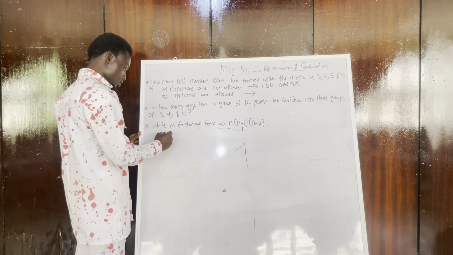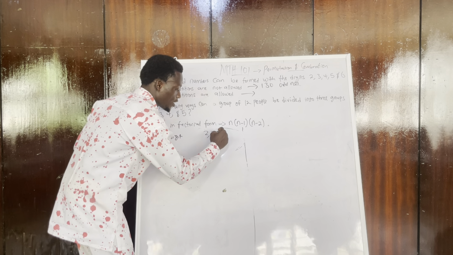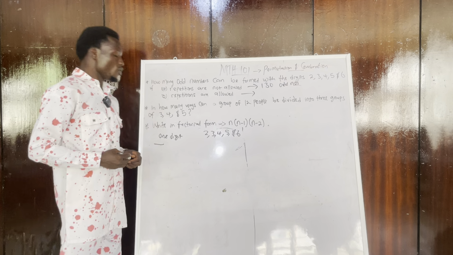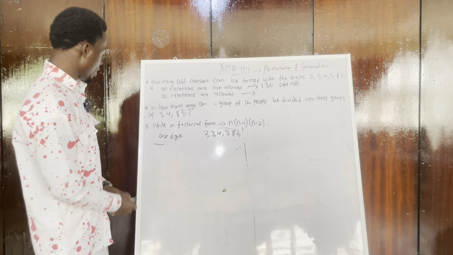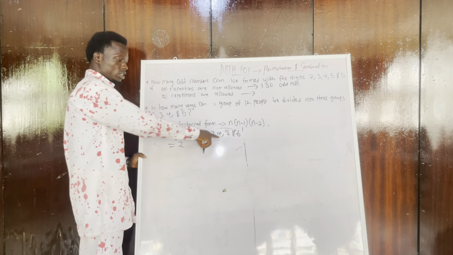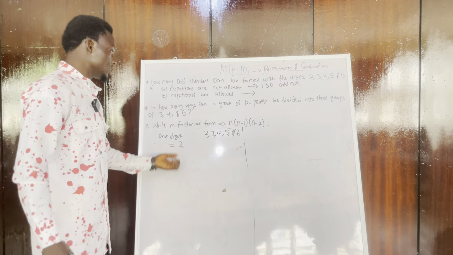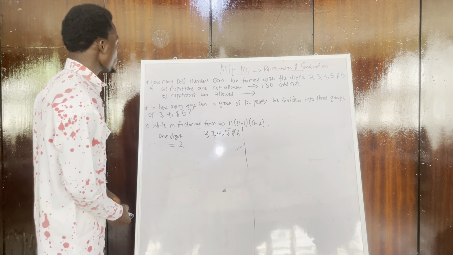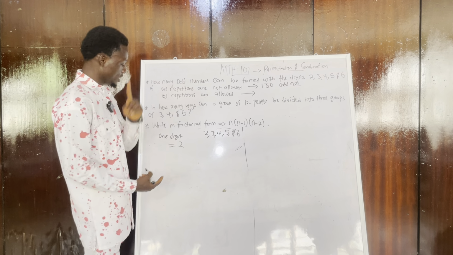For one-digit odd, our choices are 2, 3, 4, 5, and 6. So for one-digit odd, it can only be either 3 or 5. So the answer is still 2: 3 is one, 5 is another one. So we only have two one-digit odd numbers. Whether we are repeating or not repeating, it's still two one-digit odd.